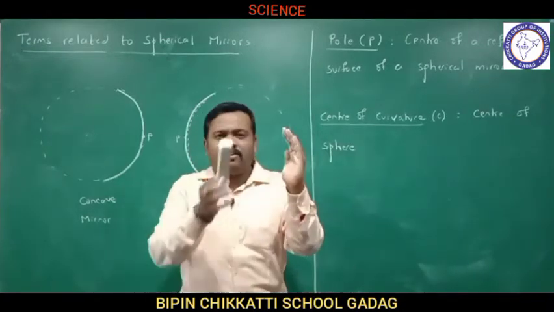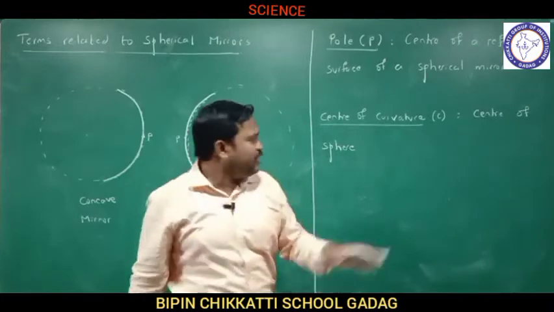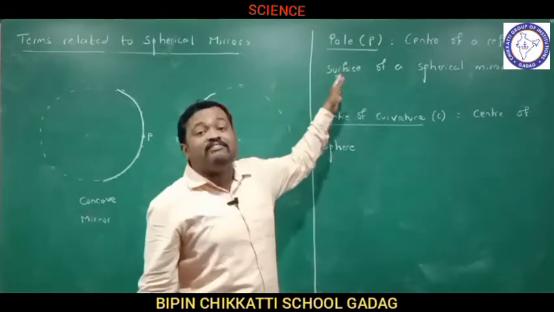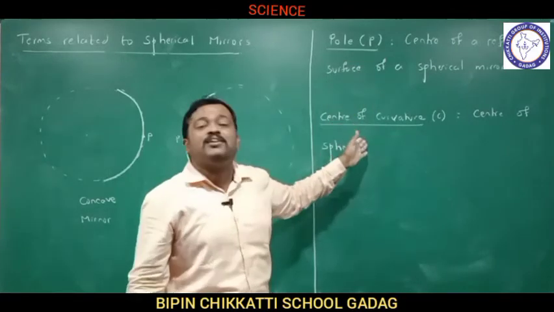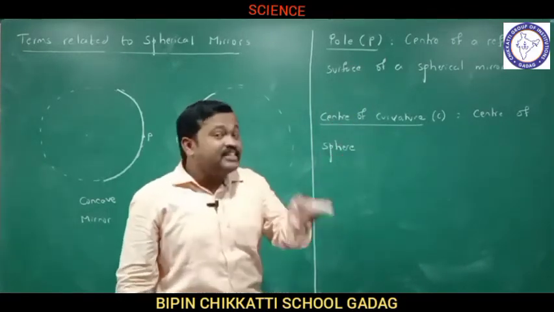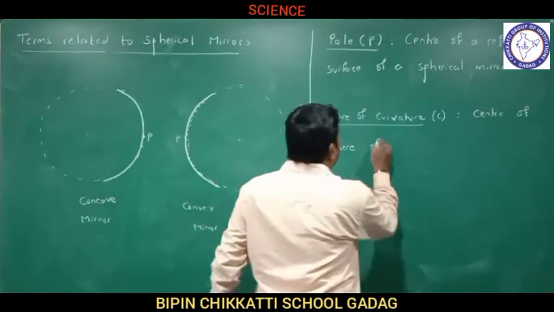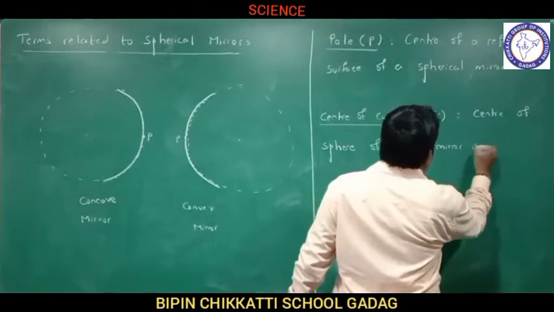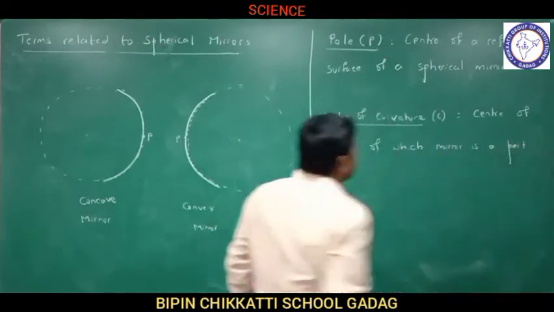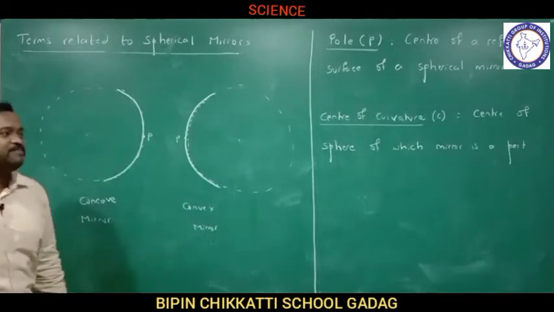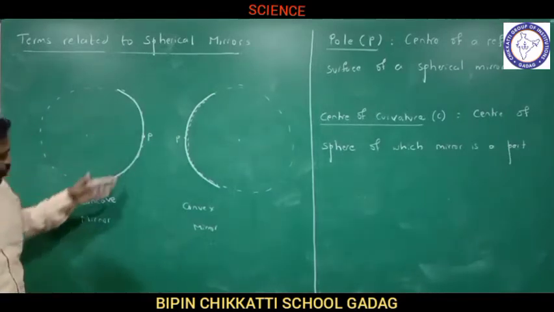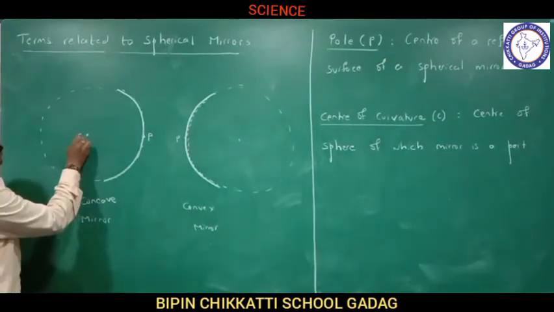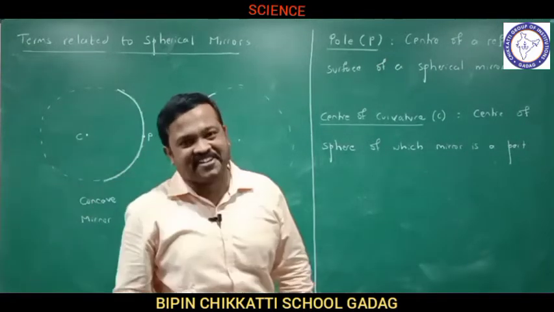It is the center of the sphere. Do you remember? It is always outside the mirror. What is center of curvature? It is the center of the sphere of which the mirror is a part. Okay, this is the concave mirror and this is a part of the sphere here. The center of the sphere of which the mirror is a part, that is called the center of curvature, right?